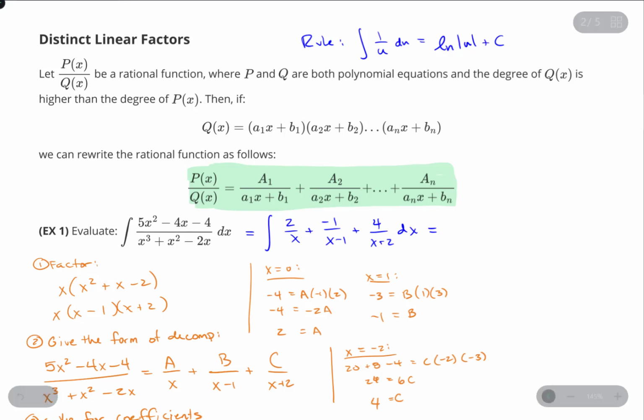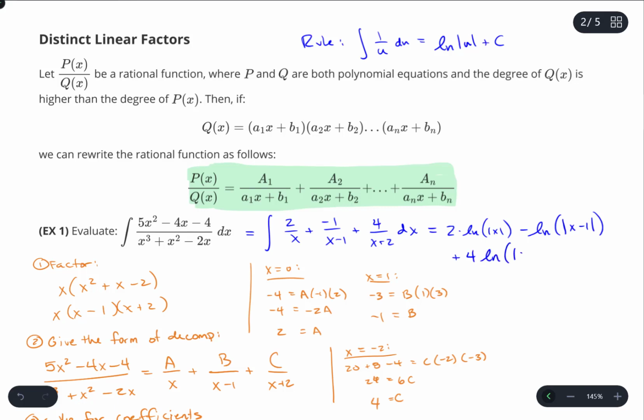So this will become 2 times the natural log of absolute x minus the natural log of absolute x minus 1 and plus 4 times the natural log of x plus 2. And then we're done. That's it.